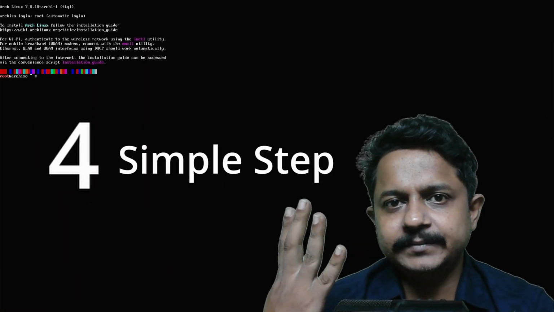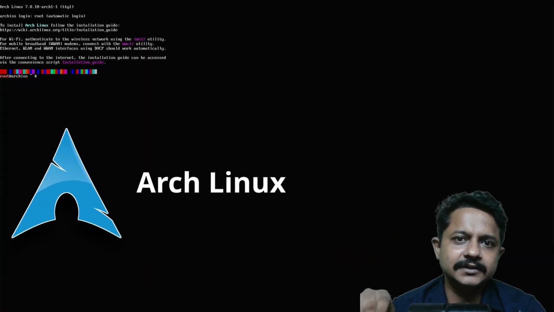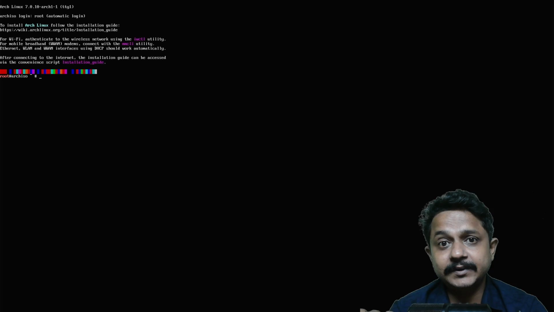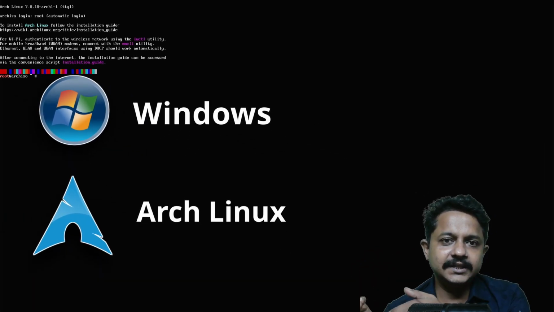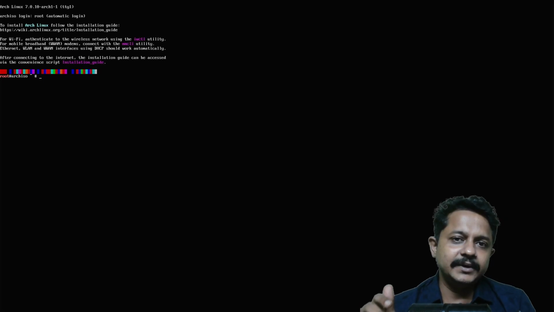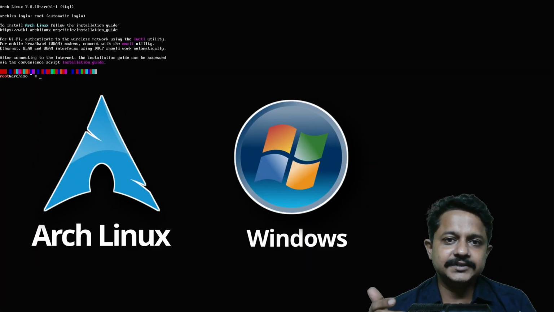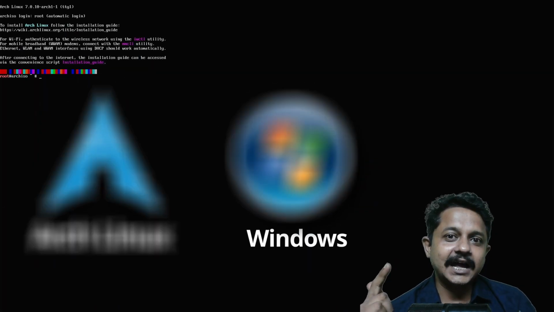In just 4 simple steps, I will install Arch Linux on this laptop. Having a twist, this laptop is already having Windows. So I will install Arch Linux along with the Windows installation so that I will be able to use both of the operating systems. And I will be able to say, I use Arch, by the way.